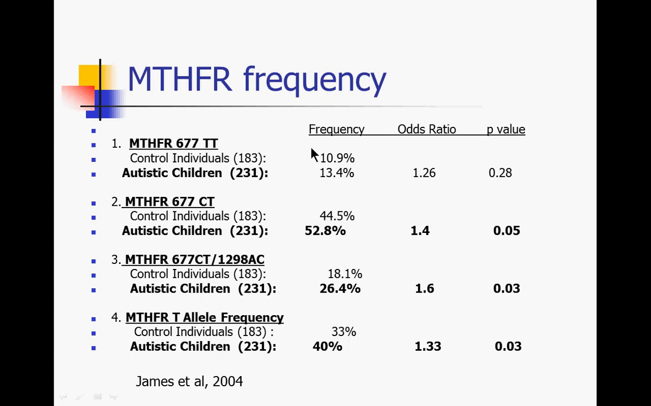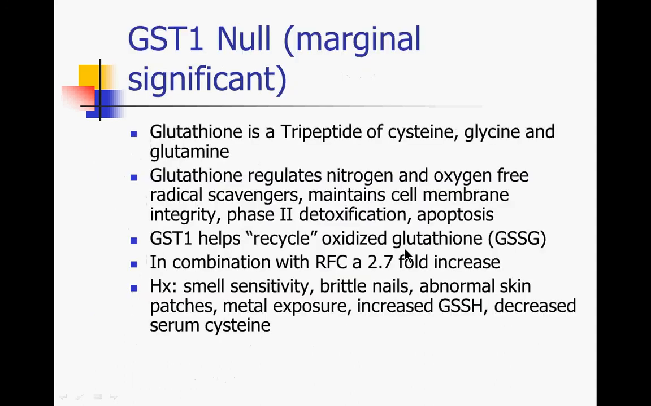So here's the MTHFR frequency. This is done by Dr. James. Here's the different sequences we can find in the MTHFR. And we can see in the autistic children, here's the percentage that have this polymorphism, and they are statistically significant. Anything that's 0.05 or less is statistically significant, and it reduces these enzyme frequencies. It's found very common in autistic children.